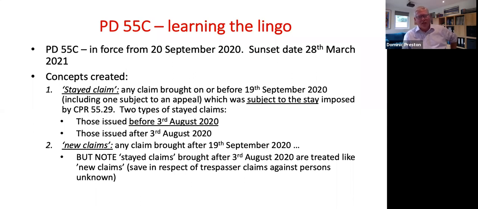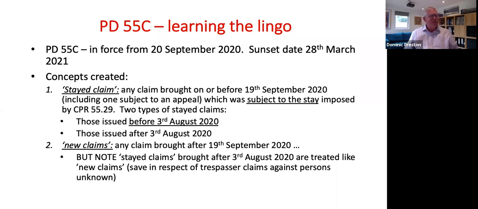Now that latter group, in my view, is dealt with effectively as new claims. So really, when you're talking about stayed claims, you're talking about claims that were issued, or the word is brought, before 3rd of August 2020. New claims, theoretically, any claim brought after 19th of September, but I would invite you to treat for almost all purposes, not quite, I've put an exception in there, for almost all purposes, the new claims is any claim brought after the 3rd of August.